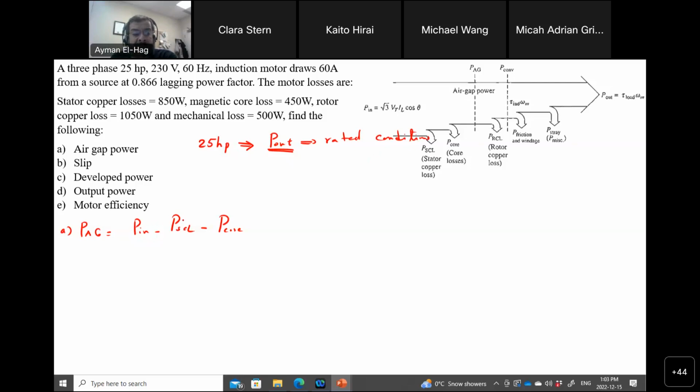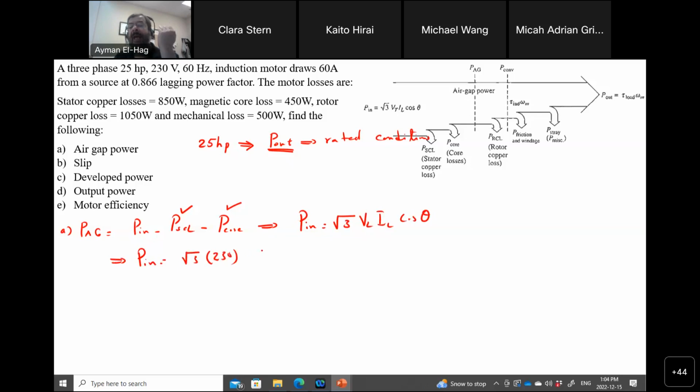So I need to find P in. I have the stator copper loss and I have the core loss, so the only thing missing is P in. How to find P in? I was given all the information needed for that. This is a three-phase induction motor, and the default values here will be the line values for the voltages and the current. So this will equal root 3 V line I line cosine theta, and everything was given in this question. So your P in is equal to root 3 times the voltage, 230, your rated voltage, as you know for the machine we always apply the same voltage, times 60 times 0.866, and this will give me 20.699 kilowatt. So this is your P in.